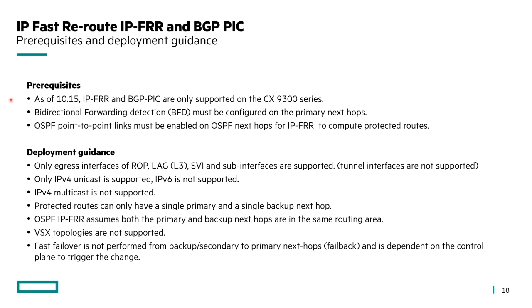So some prerequisites and deployment guidance. Just remember, IP FRR and BGP PIC as of 10.15 are only supported on the 9300 series. BGP PIC came with the 10.14 release, of course, and IP FRR for OSPF came in on 10.15. BFD, bidirectional forwarding detection, must be configured on the primary next hops, that's between devices. OSPF point-to-point links must be enabled on OSPF next hops for IP FRR to compute protected routes. So if this is a routed uplink, that's point-to-point configured on the ROP on the interface itself. If you're using a layer 3 LAG, then you need to configure point-to-point on the LAG itself. So that's for OSPF needing point-to-point links.